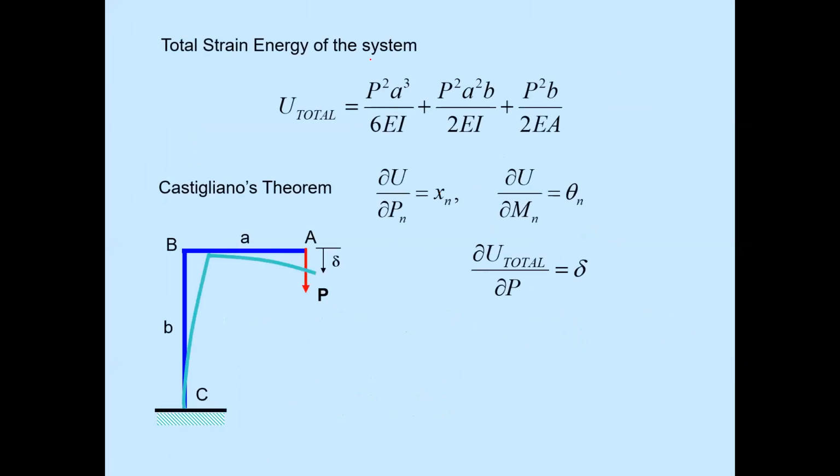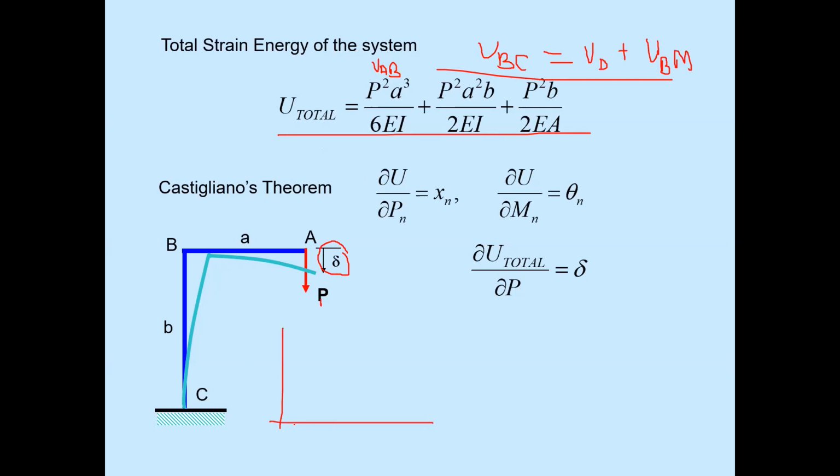The total strain energy will be the strain energy due to member AB and the strain energy due to member BC. That will be equal to the strain energy due to direct force plus the strain energy due to bending moment, which I have already explained previously. So this is the total strain energy in the member. Now we need to determine the displacement delta due to the force P. So what will be the displacement profile?